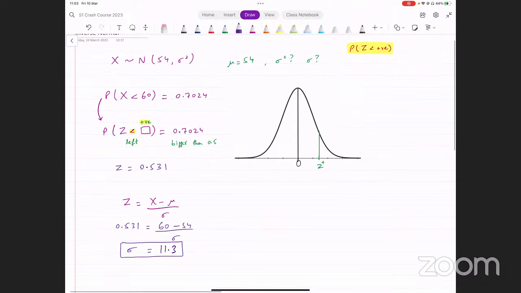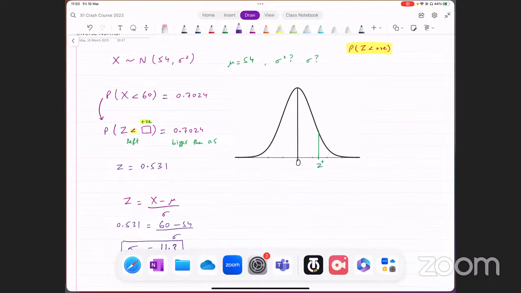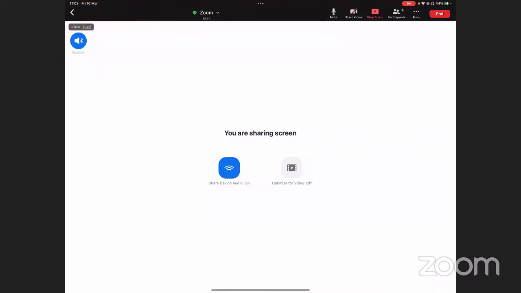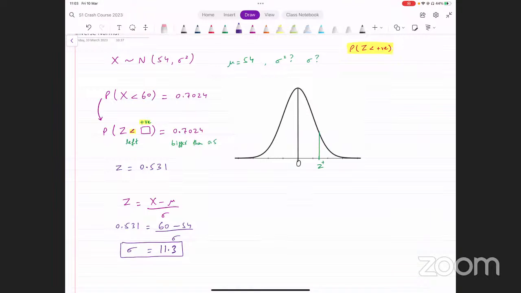All right. This is how inverse normal works. This is how we figure out something that's missing from the data if we have the probability given.